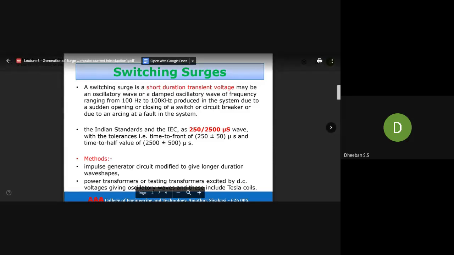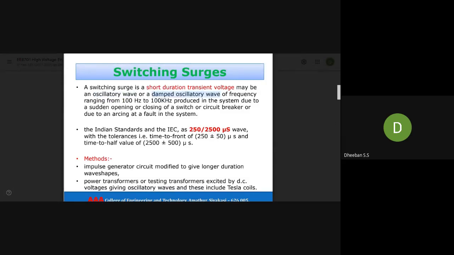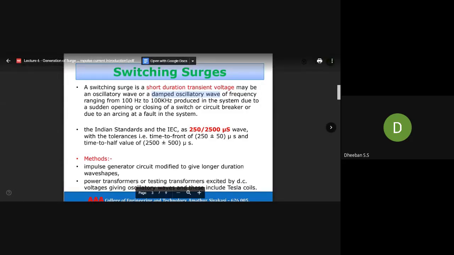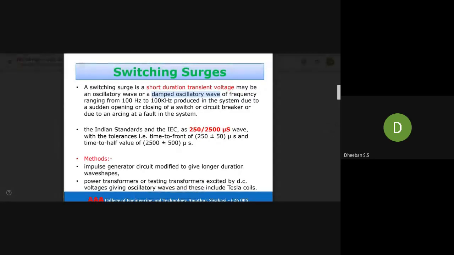This transient voltage will be an oscillatory wave or a damped oscillatory wave. You might have learned about these conditions in your circuit theory. For a second order system, the response will be either oscillatory, damped, overdamped or underdamped, you might have studied, right? The same thing applies here also, but it cannot reach a steady state. It will be oscillatory.